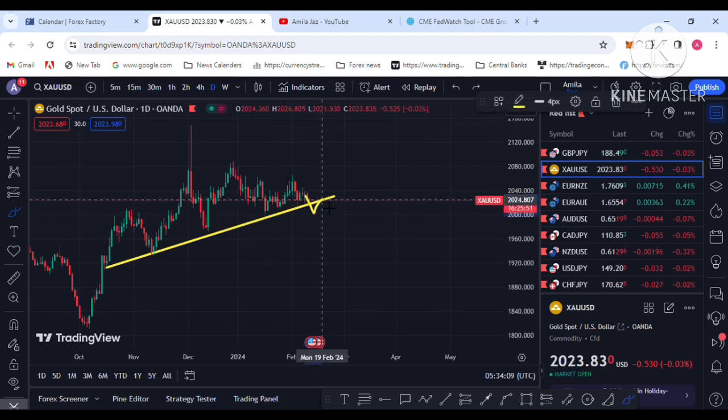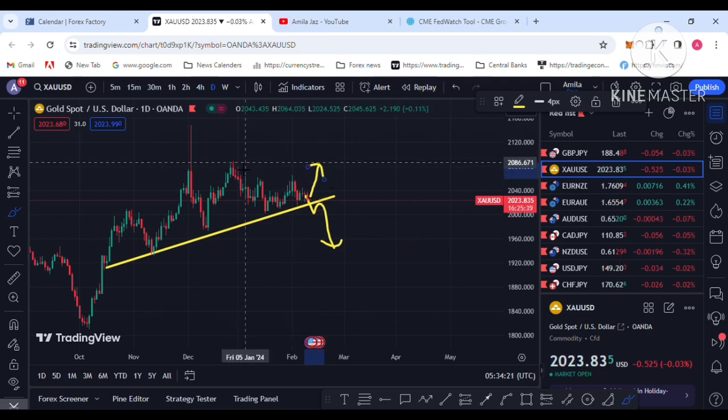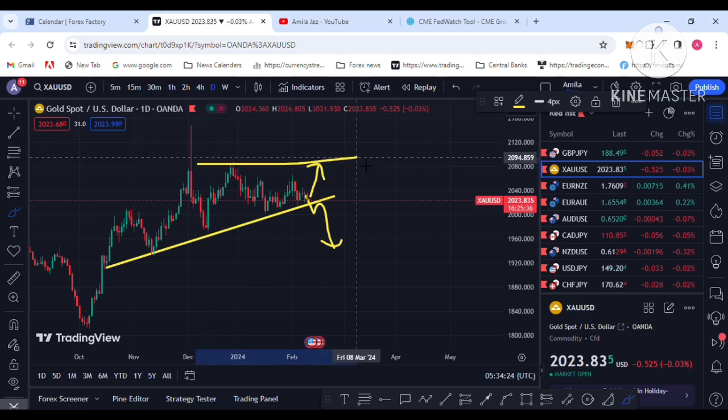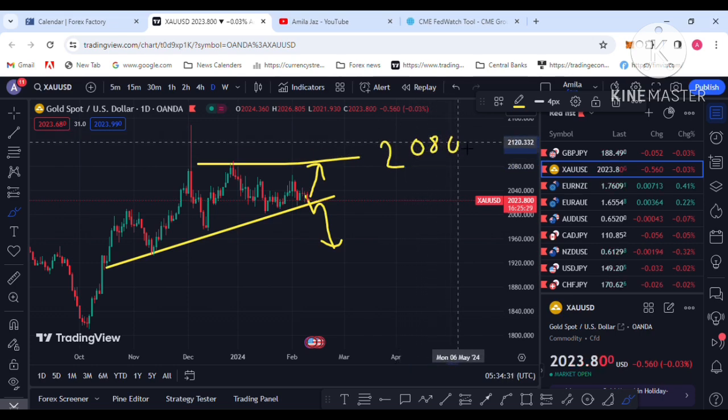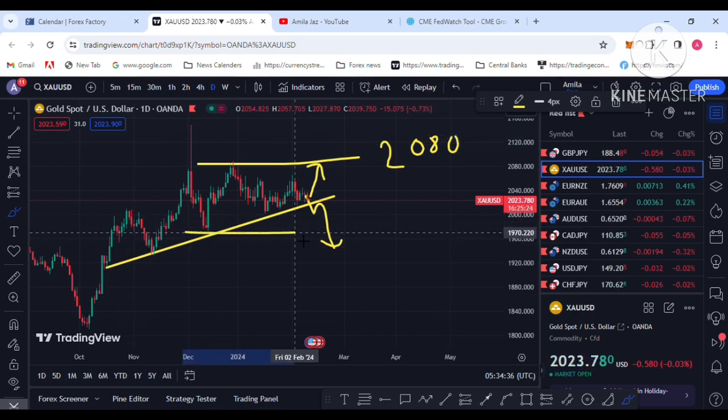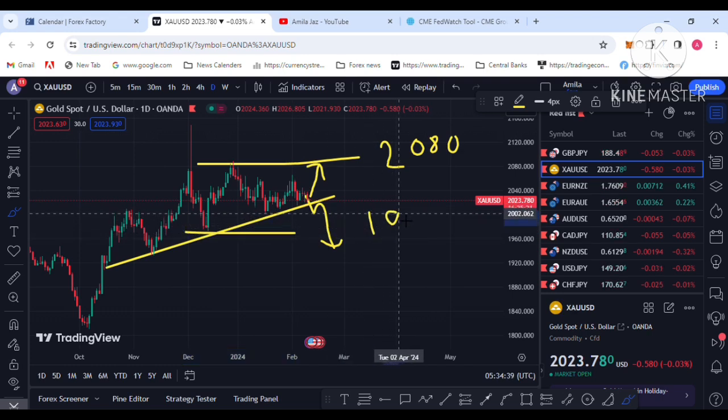A breakout of this trend line to the downside is the bearish goal. Wait for a breakout and retest and then go to the upside, that is the bullish goal. With this trend line, the bullish target is 2070, 2080. That is the upside trading target. And the bearish goal, with a breakout of this trend line, has targets at 1980, 1970. That is the technical setup I have mentioned.